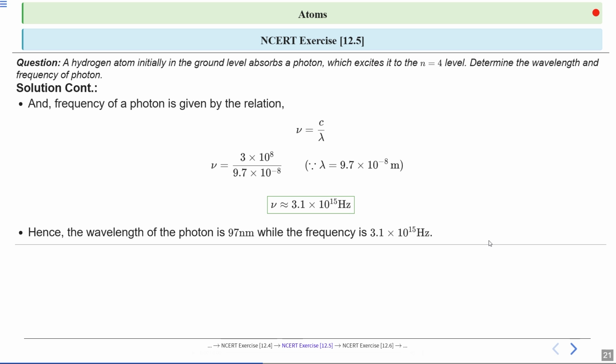To summarize, the photon that excites the hydrogen atom from ground state to n equal to 4 has the wavelength of 97 nanometers and a frequency of 3.1 times 10 to the power 15 Hz.